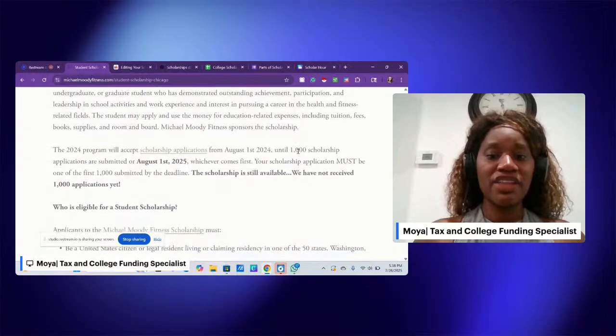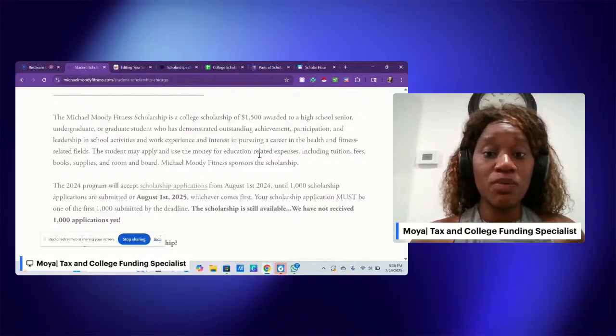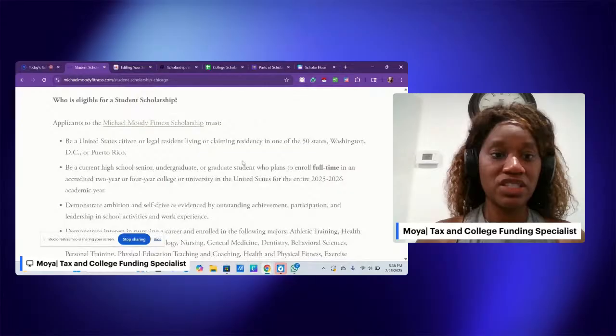And so it's August 1st, and the scholarship is ideally for someone who is in fitness. It's a fitness sponsored scholarship. Okay, so let's talk about it.